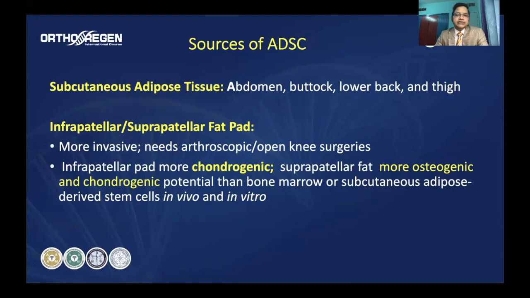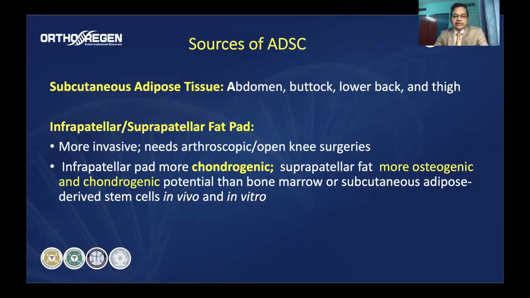Now, what are the sources of adipose-derived stem cells? The most common source is the subcutaneous adipose tissue. You can take it from your tummy, from the front side. You can take it from the buttock, the lower back, or even from the thigh.